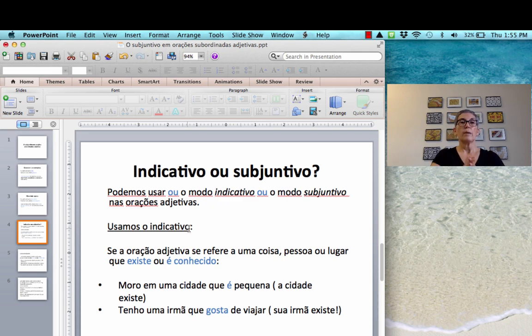So, for example, moro em uma cidade que é pequena. So I live in a city that is small. So obviously the city exists because you live there, okay? So you're going to use the indicative. Moro em uma cidade que é pequena. Tenho uma irmã que gosta de viajar. So I have a sister who likes to travel. So your sister exists. So you're going to use the indicative. Tenho uma irmã que gosta de viajar.